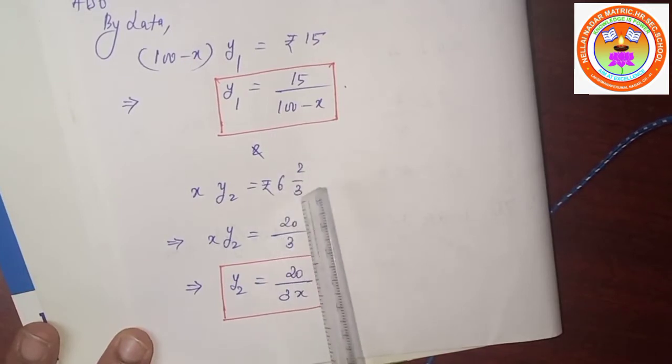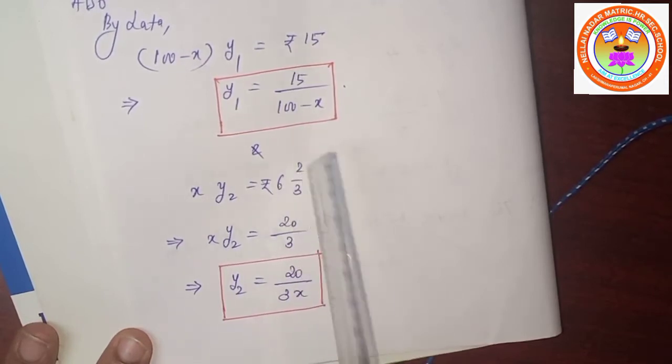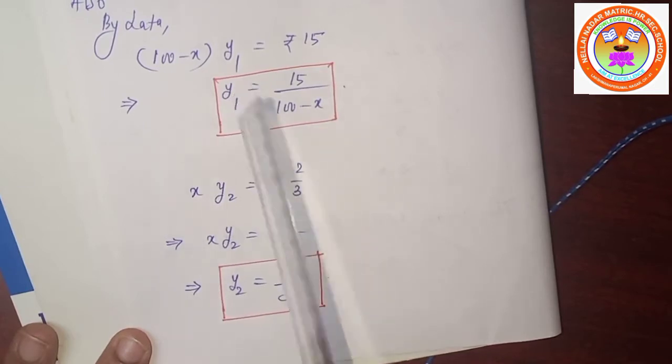So 6 2/3 is a mixed fraction. We can convert it into an improper fraction. 3 6s are 18, plus 2 is 20, so 20 by 3. Therefore x into y2 equals 20 by 3, so y2 equals 20 by 3x. I got the values of y1 and y2.